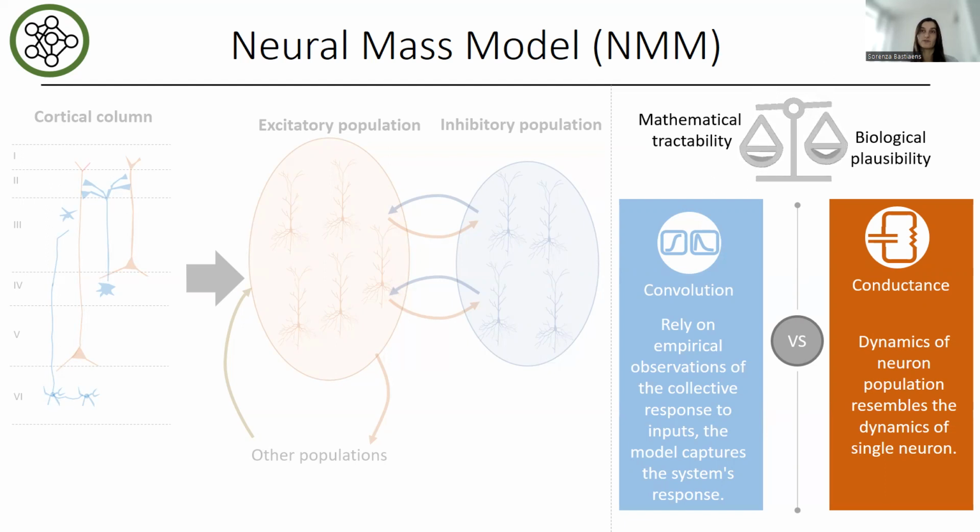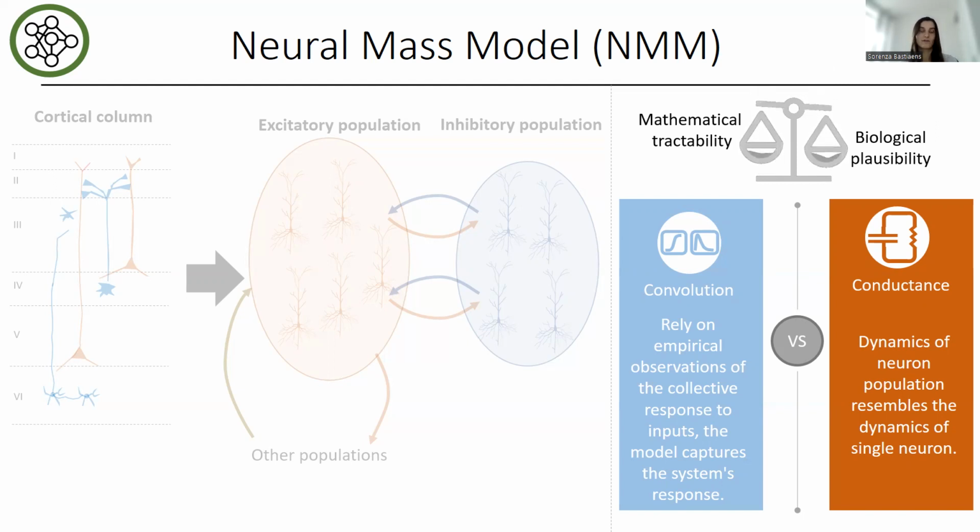For conductance-based models, very high coherence between the neurons is assumed, to the extent that the dynamics of neuron populations resemble the dynamics of each single neuron. So the mathematical equations then follow the same structures as single neuron conductance-based models, such as the Hodgkin-Huxley model, which you might be familiar with. And since distinct types of ionic currents are explicitly modeled, a direct relationship between model synaptic processes and physiological mechanisms can be determined.